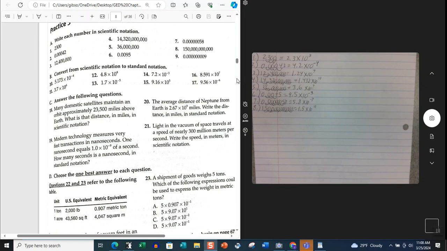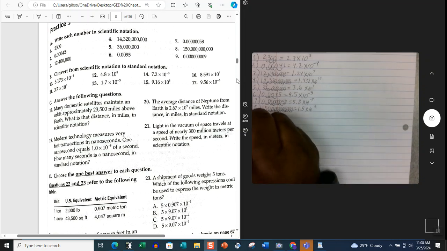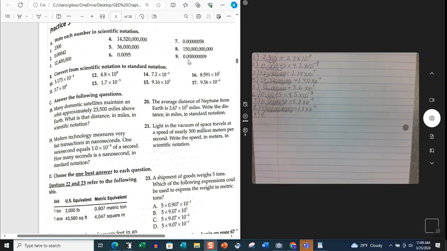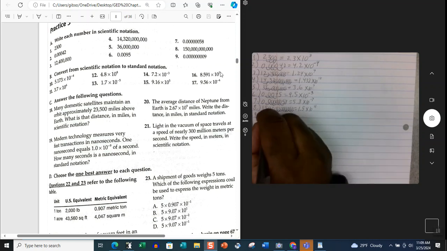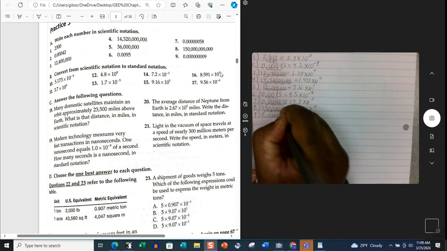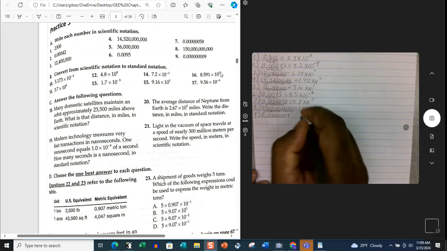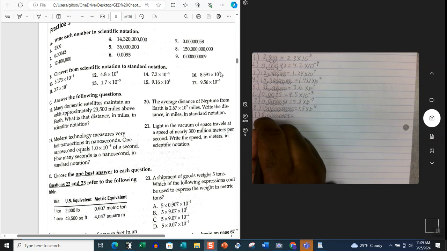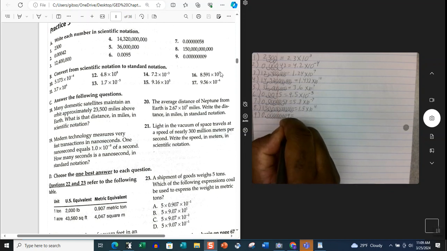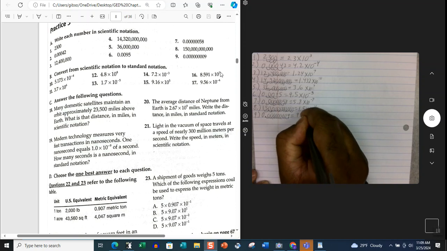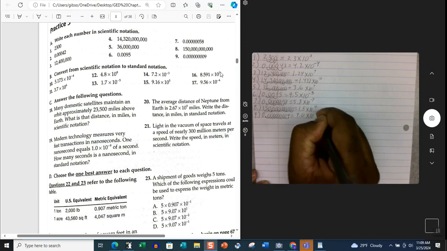So now we go here to problem number 9. We have 0. We count how many zeros we have here. 1, 2, 3, 4, 5, 6, 7, 8 zeros. Then the number 9 equals, we move this decimal 1, 2, 3, 4, 5, 6, 7, 8, 9 places. So it's 9.0 times 10 to the negative 9.